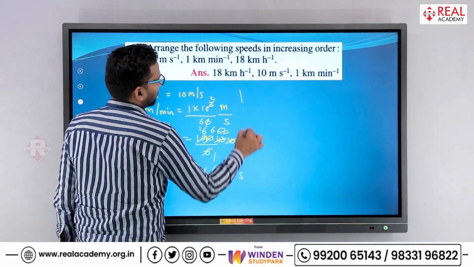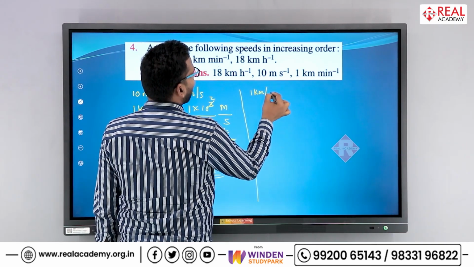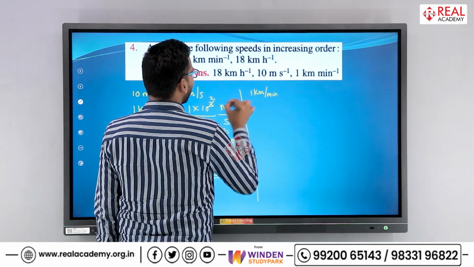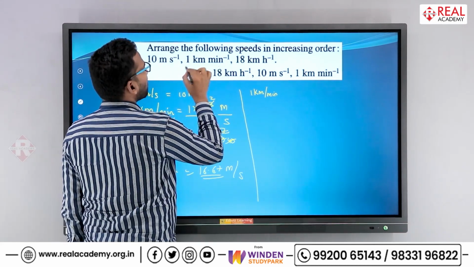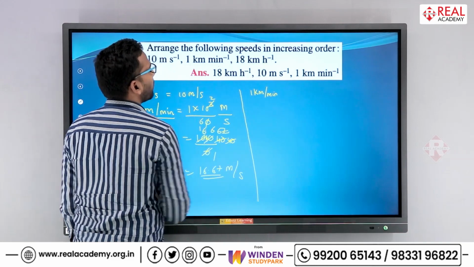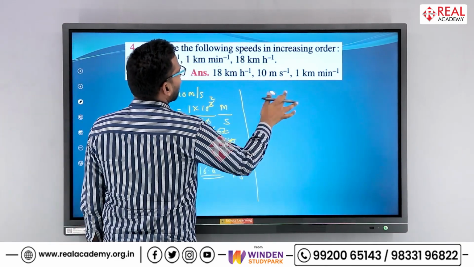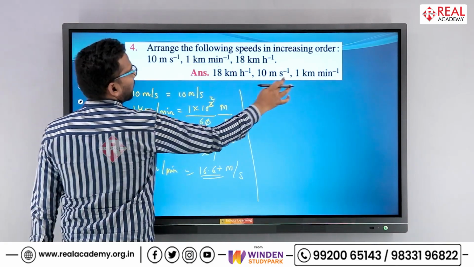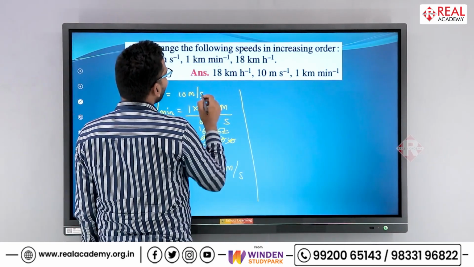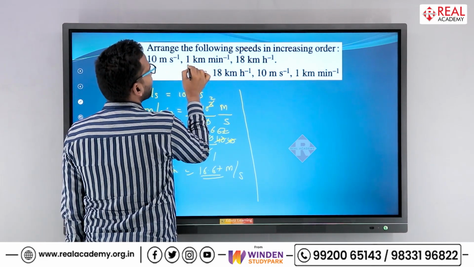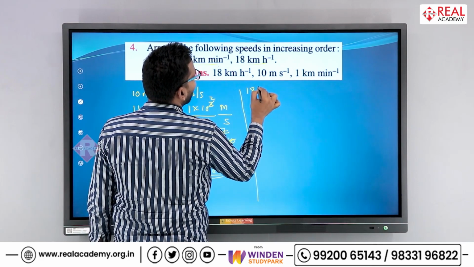Okay. Next is 1 kilometer per minute. अच्छा, we have already took this. 1 kilometer per minute हो गया. अभी 18 kilometer per hour लेते हैं. Okay. Final one, 18 kilometer per hour. We have completed this. Now let us check how much it comes in terms of meter per second.